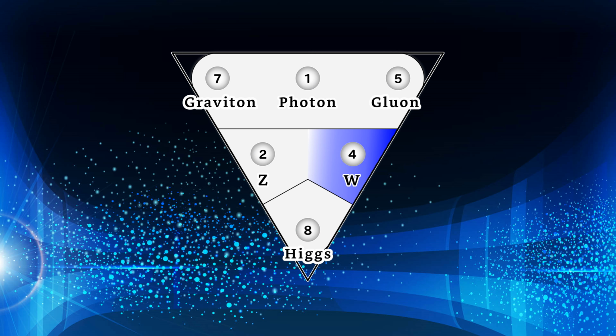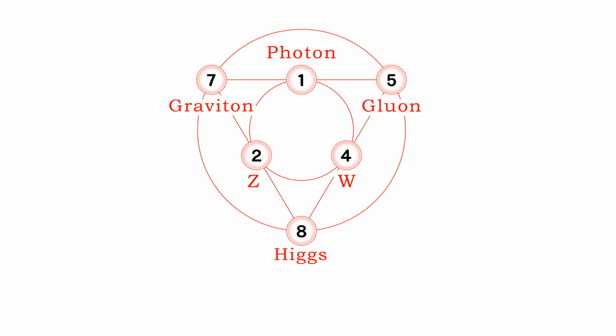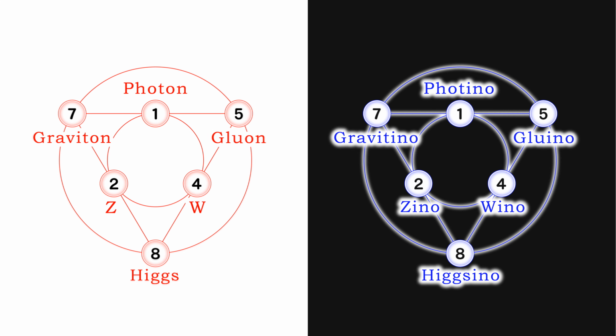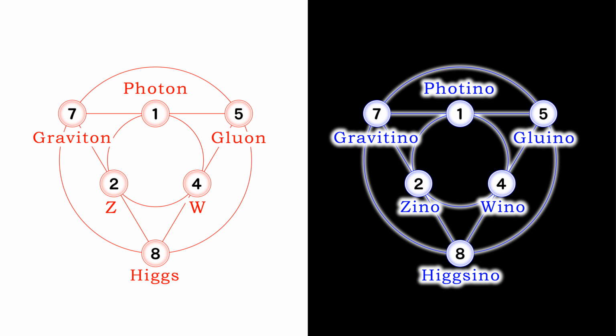In this figure, we can see the 6 types of bosons. Then, in the next figure, the 6 bosons and their supersymmetric particles are illustrated. As already discussed, supersymmetric partners of bosons are fermions, and fermions are material particles. Therefore, they can be seen as the candidates for dark matter.